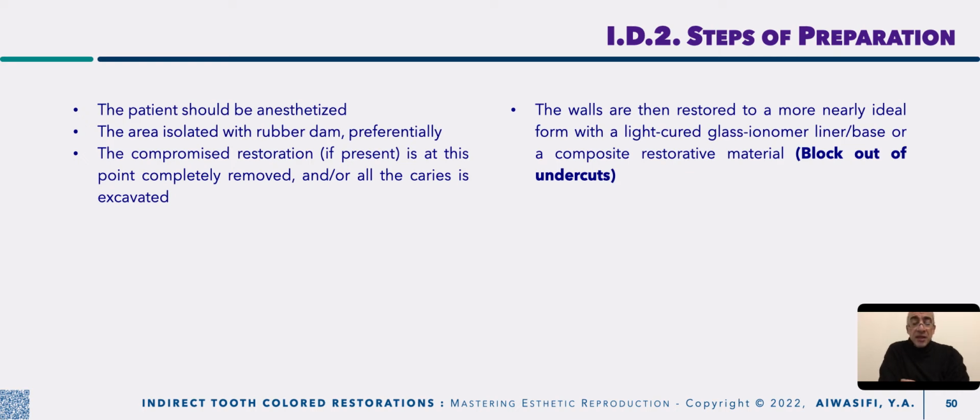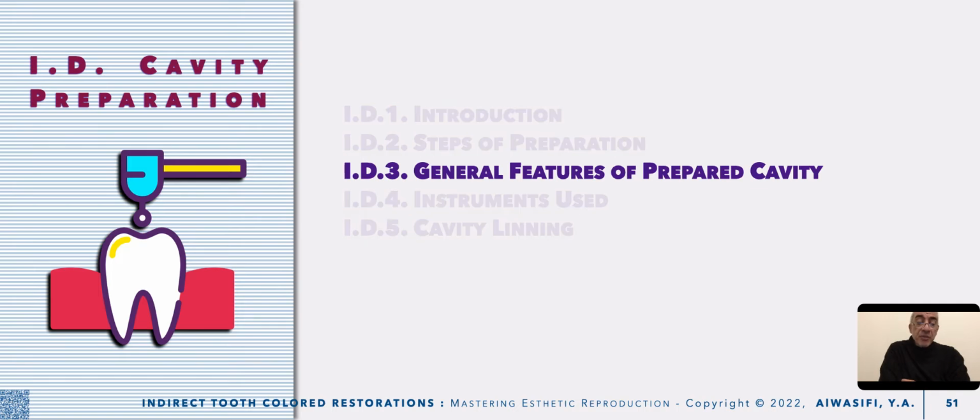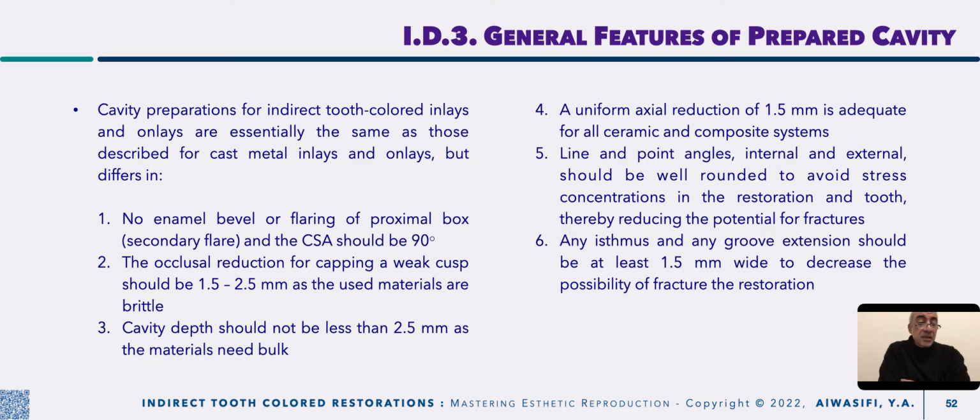General features of the prepared cavities: this is an indirect restoration that has the same idea as an inlay or onlay for cast gold restoration, but with about nine differences that should be considered because of the nature of the material. The material is not a high strength material; it is mainly brittle, either composite or the highly brittle ceramics used.